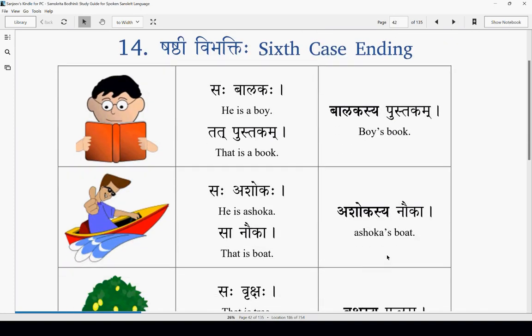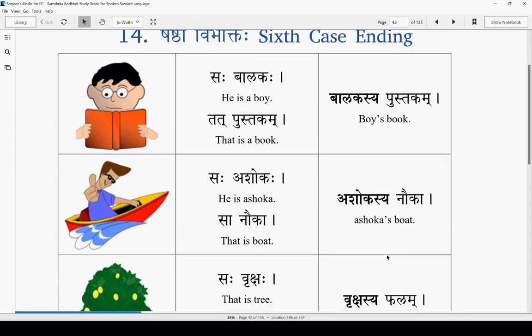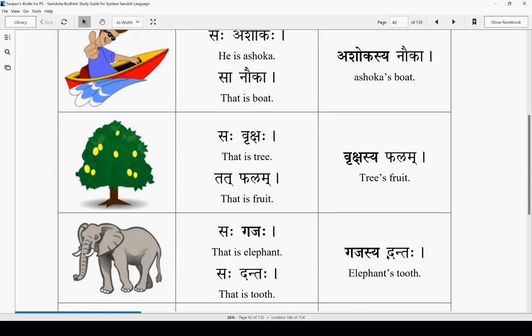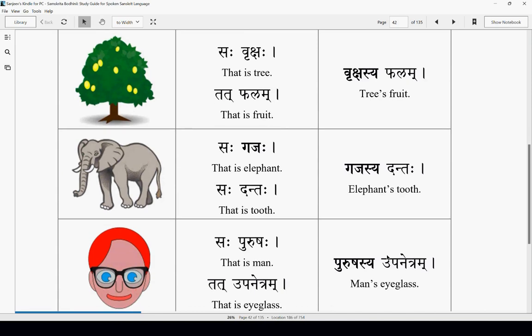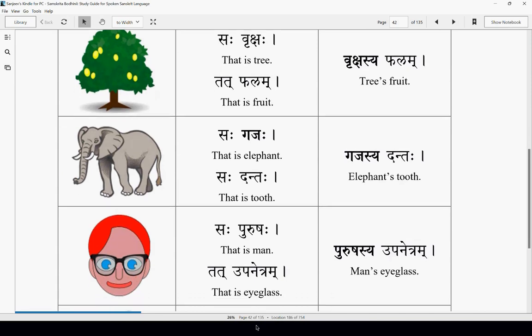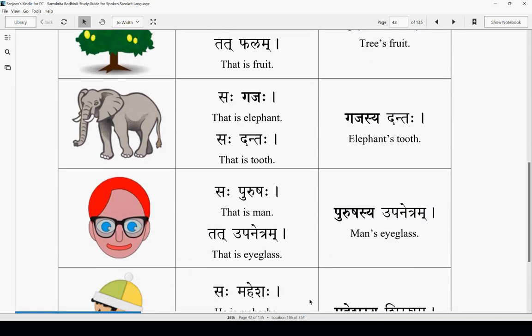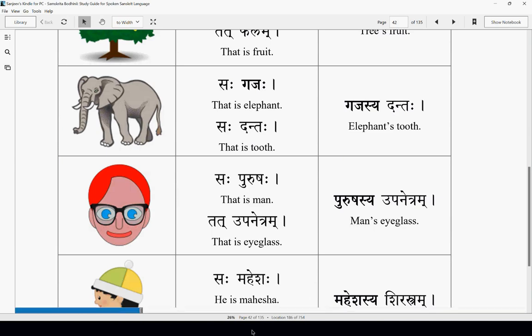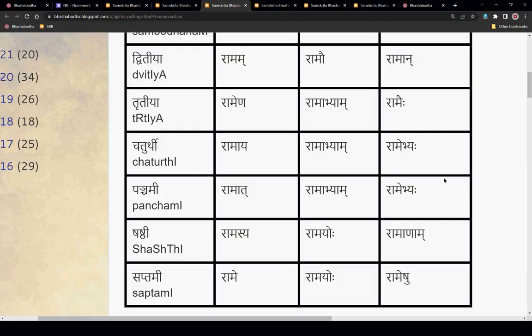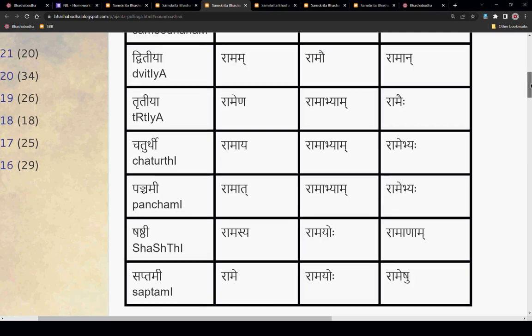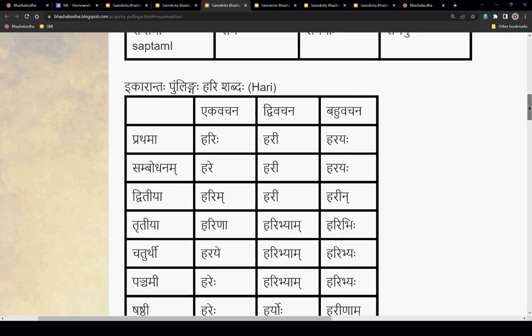I think we'll stop here with the Pullinga, because Strilinga we can see next week. बालकस्य पुस्तकं वृक्षस्य फलं सः वृक्षः. In case you are interested, I have listed that in the book further. You can also look at the Shashti Bhakti of other Pullinga words like Hari.